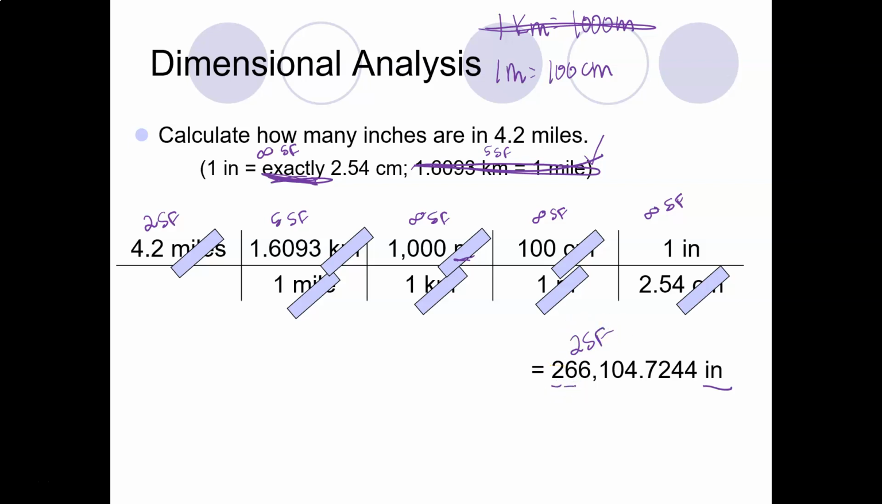Do you think my answer is 27? I hope you don't think that, because this is 266,104.7244 inches. And if you just said, oh yeah, it's 27 inches, that's super, super different. So your two answers could be 270,000 inches, where there's no decimal place at the end, making those zeros not significant, or writing it in scientific notation. Both of those are excellent.